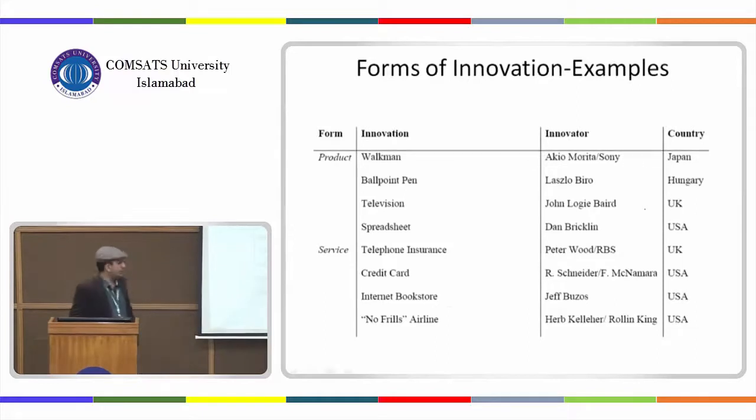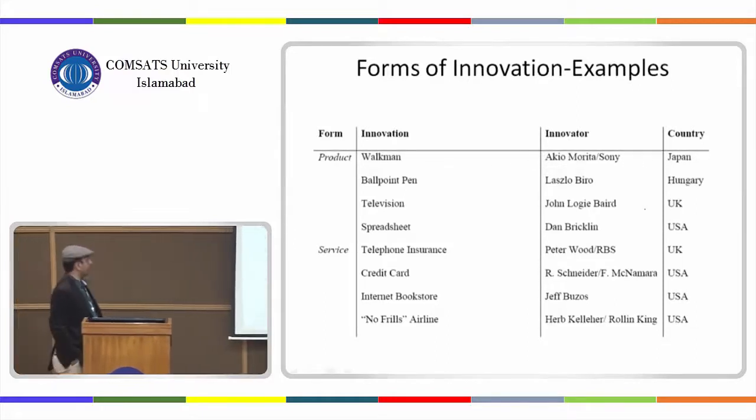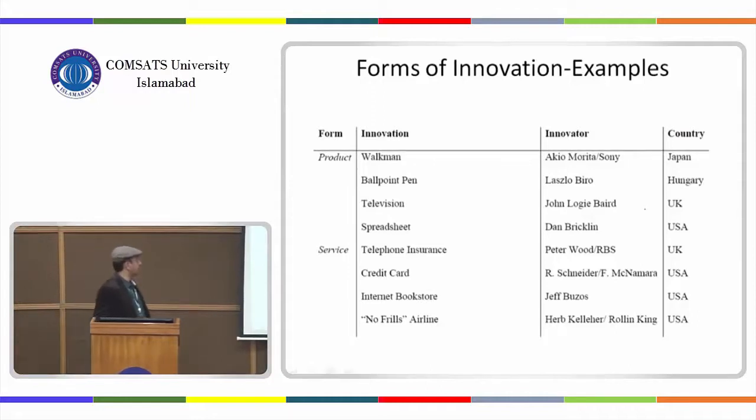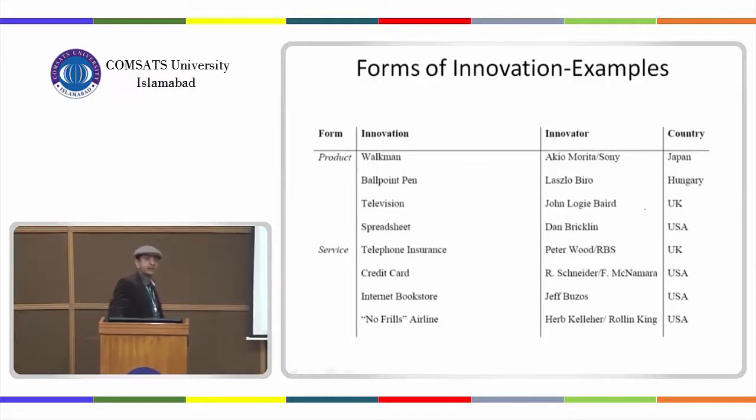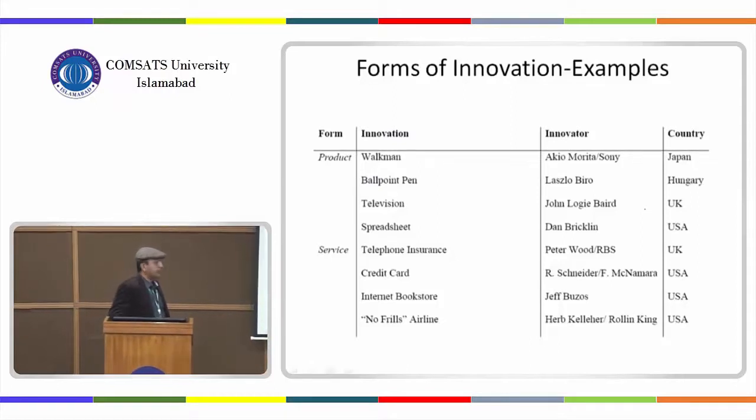So just to have a quick review, product innovation: Walkman was one innovation, we'll discuss it again as well. Television, spreadsheet, Excel. Services: telephone, insurance, credit card was the service innovation. Internet bookstore, what's its name? Jeff Bezos? Amazon, good. No-frill airlines, Ryanair is a no-frill airline or budget airline.